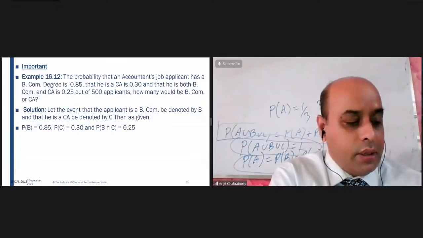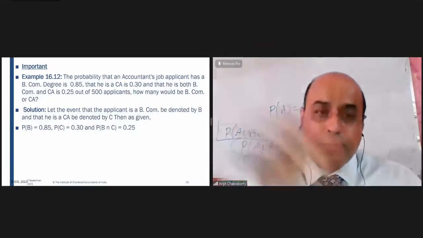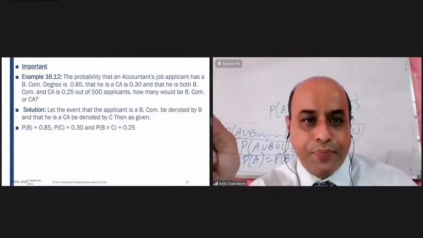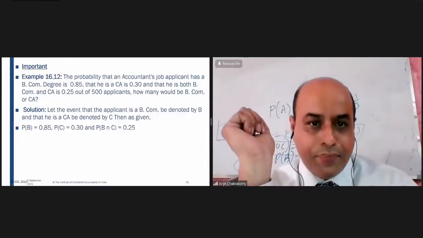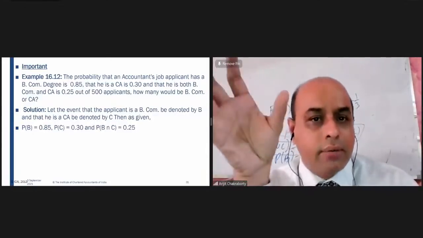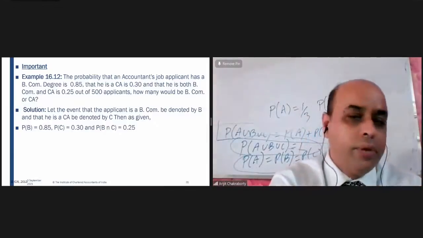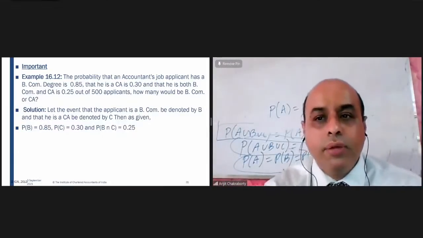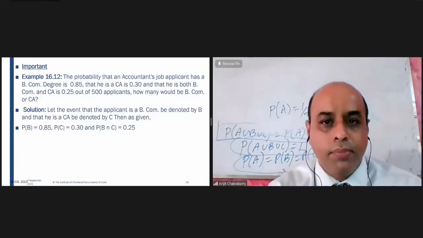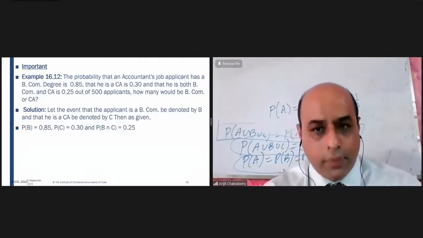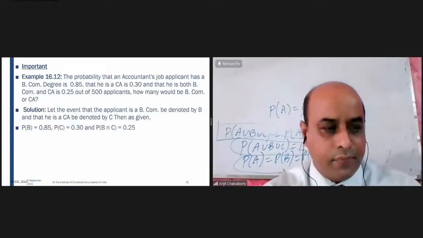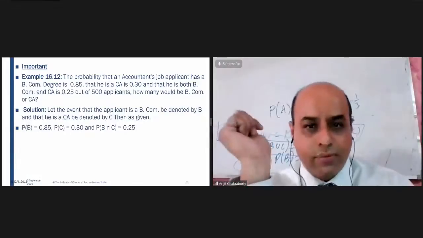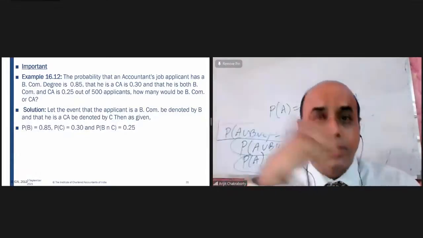Now, the probability that he is both BCom and CA is 0.25. So both BCom and CA means B intersection C. So it is given 0.25. Now the question is, out of 500 applicants, how many would be BCom or CA? The probability that an applicant has a BCom is 0.85, he is a CA is 0.3, and he is both BCom and CA is 0.25. So how many would be BCom or CA?